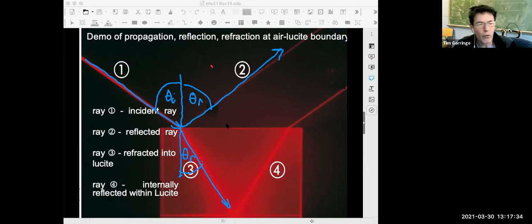When you look through a window, I'm looking through the window at my office right now, there's reflection and refraction of the light coming into the window. Some of it's bouncing off the window.